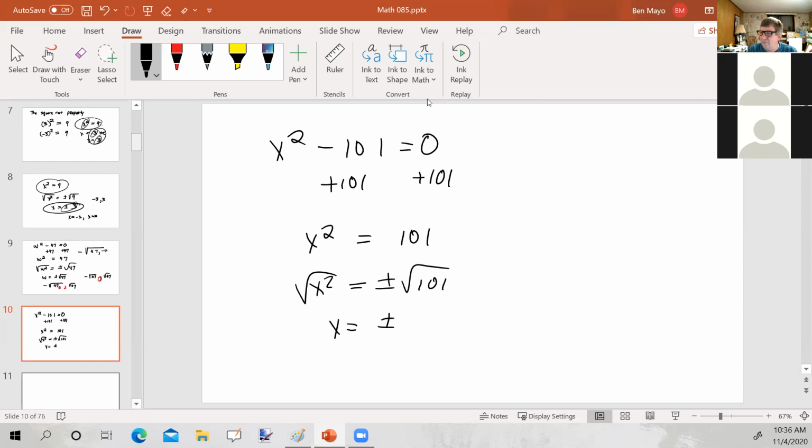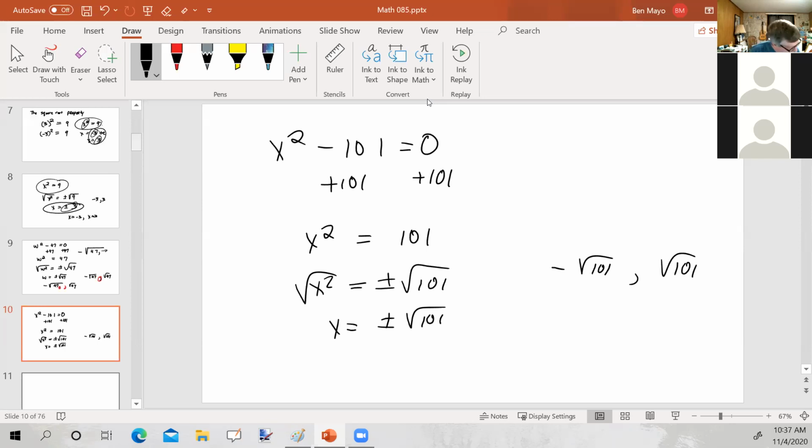101 turns out is prime. I don't think there's any factors. Well, actually, I'm not 100% sure it's prime, but I know it doesn't simplify further. So our answers would be negative the square root of 101, comma, the square root of 101.